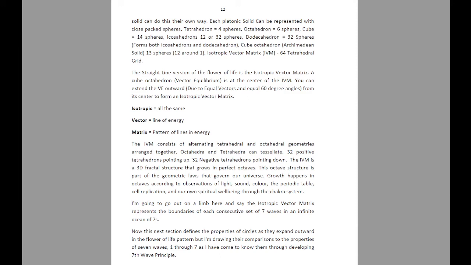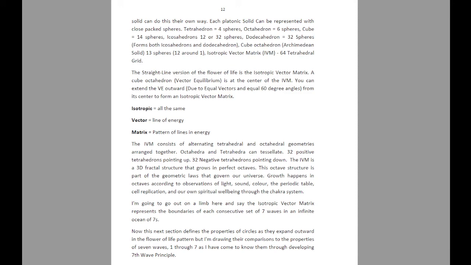Growth happens in octaves according to observations of light, sound, color, the periodic table, cell replication, and our own spiritual well-being through the chakra system. I'm going to go out on a limb here and say the isotropic vector matrix represents the boundaries of each consecutive set of 7 waves in an infinite ocean of 7s.